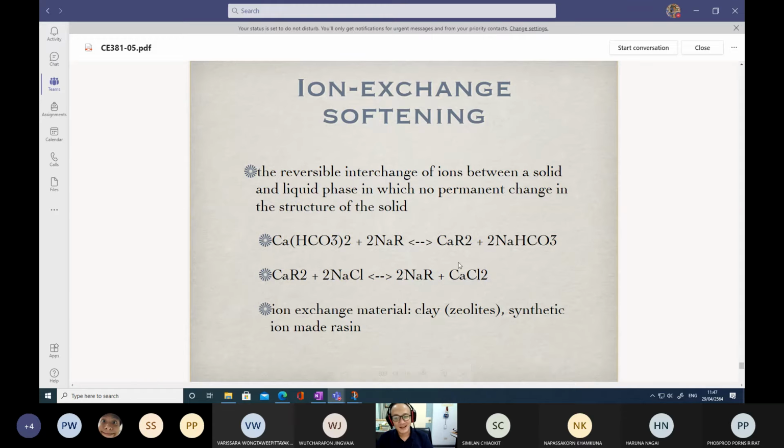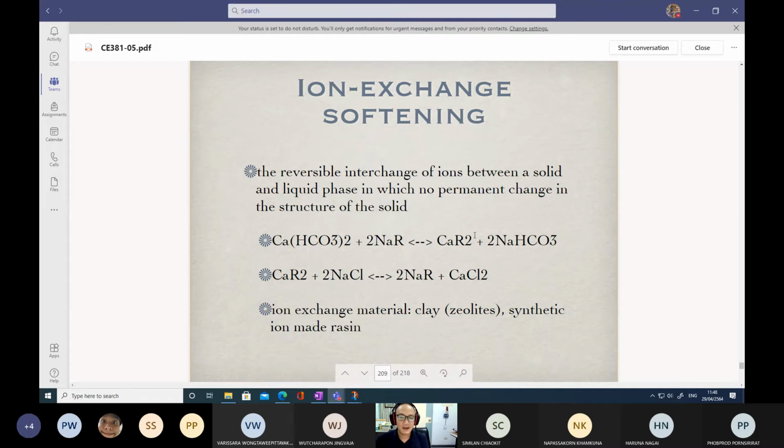And at the end, we can also reuse these resins. We can put the resin associated with calciums into a concentrated sodium chloride solution. The concentrated sodium chloride solution will leach all the calciums, and then the sodiums in the solution will get into the resins again. That is why we can reuse this one. So it can be used to replace the calcium ion in water again.